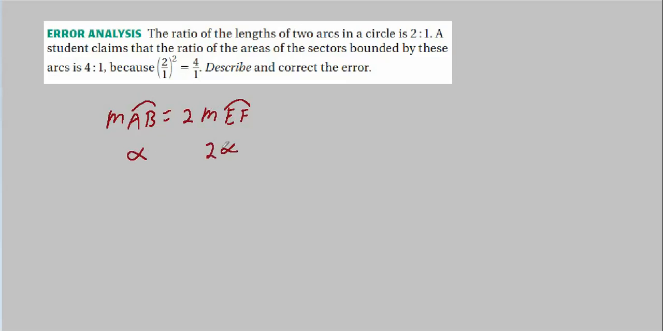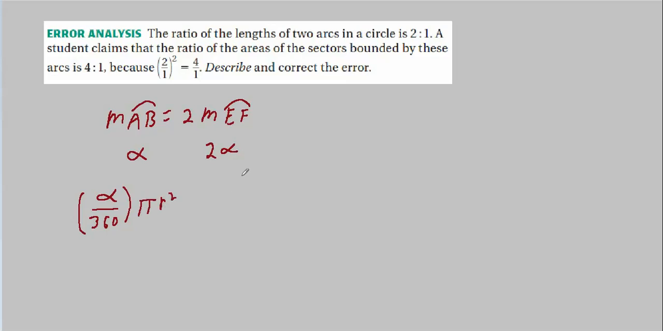Given this, how would we compute the area? Well, for this section, it would be, I'll do it down here, alpha over 360 times the whole area, which I don't think they gave us, did they? No. That's that times pi r squared. What about this sector here? Well, we're talking about the same circle now.